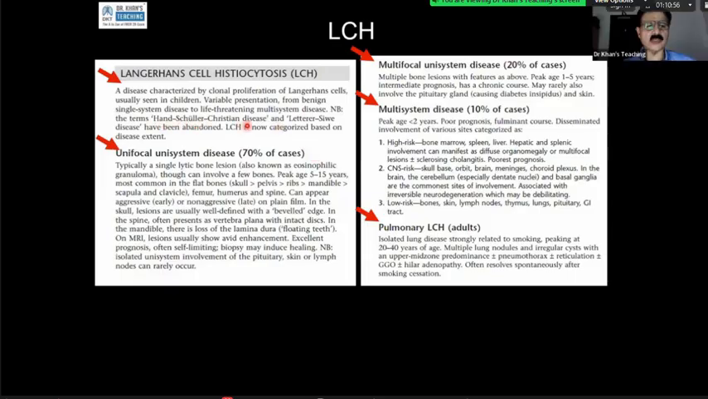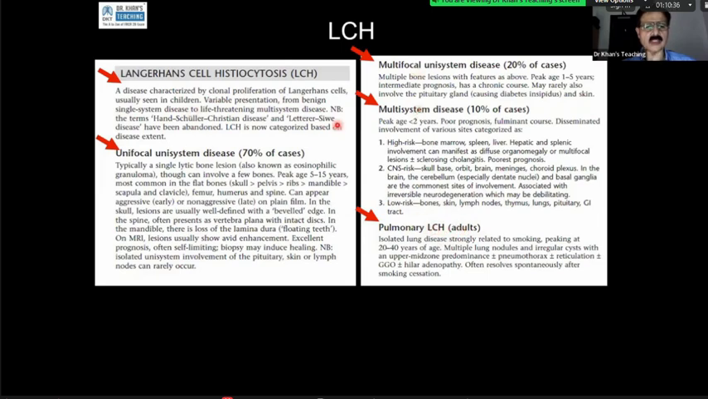Things like Hand-Schüller-Christian disease and Letterer-Siwe disease have all been abandoned. Now, basically, Langerhans cell histiocytosis is a proliferation of Langerhans cells. Usually it is seen in childhood, but there is a type which can be seen in adults.